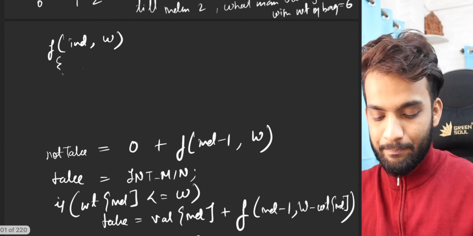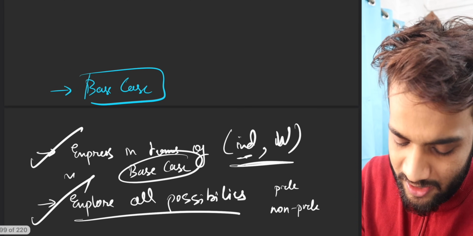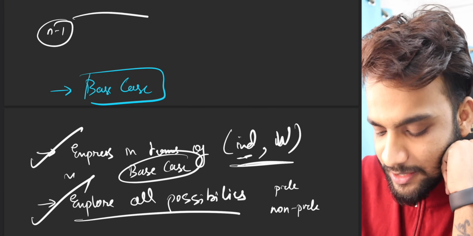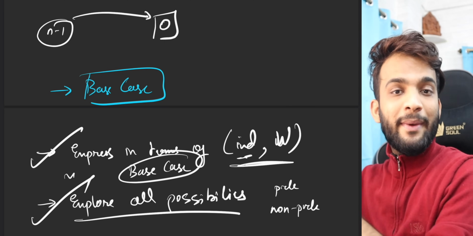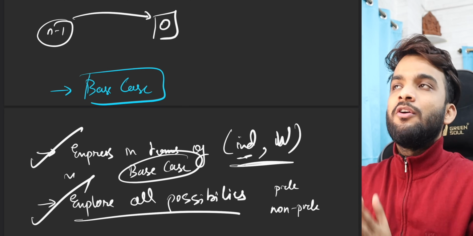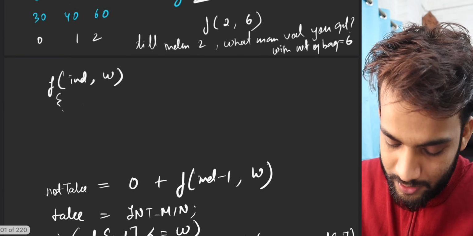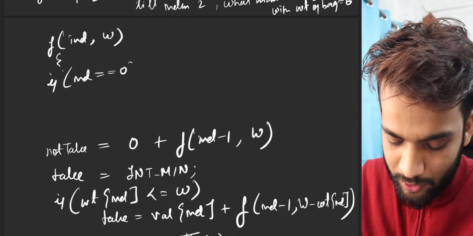So what is the next step? Obviously, writing the base case, and we have started the recurrence from n minus 1. So we will write the base case at 0. Remember this always. If you're starting it from n minus 1, try to write it as 0. If you're starting from 0, try to write it of n minus 1. So what I'll do is I'll write the first thing: if index equal to 0 is my base case of the recursion.